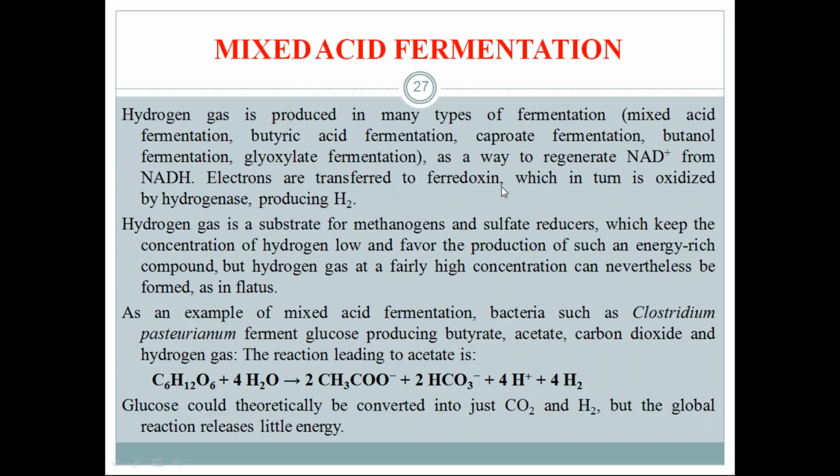In mixed acid fermentation, hydrogen gas is produced in many types of fermentation. The majority are known as mixed acid fermentation. Now the butyric acid fermentation, caproate fermentation, glyoxylate fermentation, etc., as a way of regenerating NADH. Electrons are transferred to ferredoxin, which in turn is oxidized by hydrogenase, producing hydrogen.